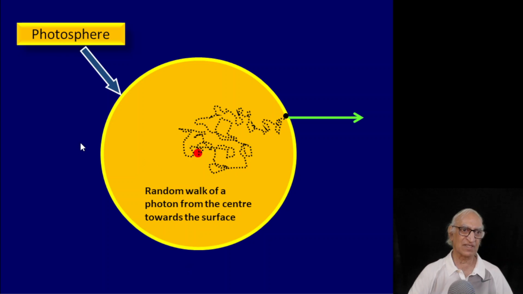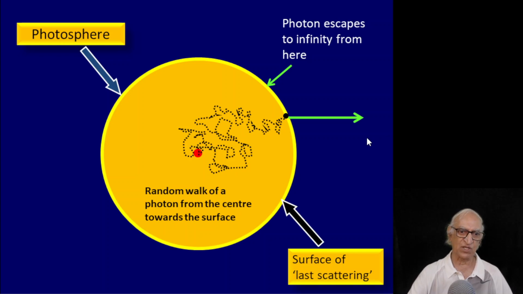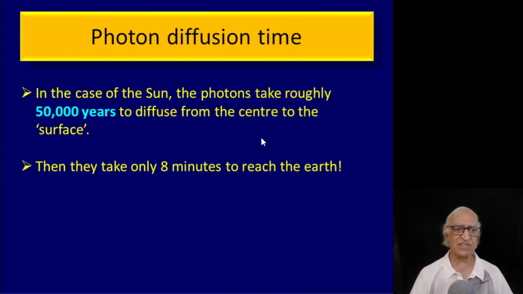Now, this photosphere which I had introduced, which is the apparent sharp surface of the Sun, is the surface from which the photon eventually escapes to infinity and travels at the speed of light. So the photosphere is the surface of last scattering. In the case of the Sun, our estimate suggests that it will take a photon approximately 50,000 years to diffuse from the center and reach the surface, and then travel to the Earth in a mere 8 minutes.